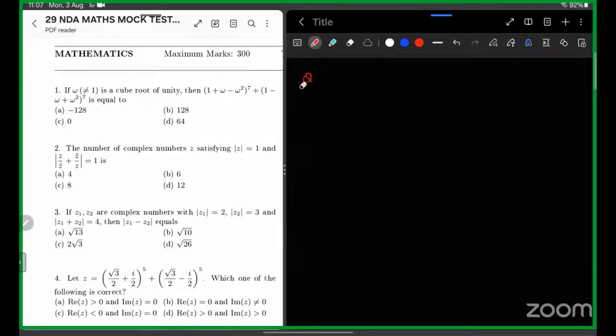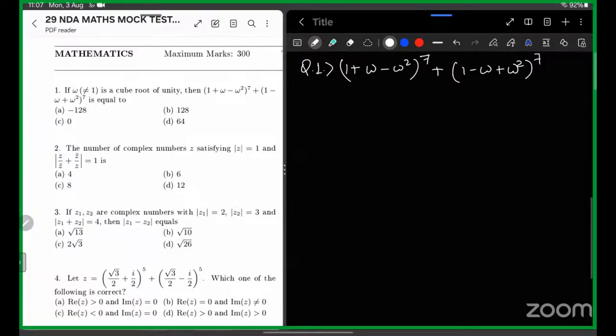Let me check the question number 1. They are asking us the value of some expression in terms of omega. They have given (1 plus omega minus omega square) whole raised to power 7 plus (1 minus omega plus omega square) whole raised to power 7.